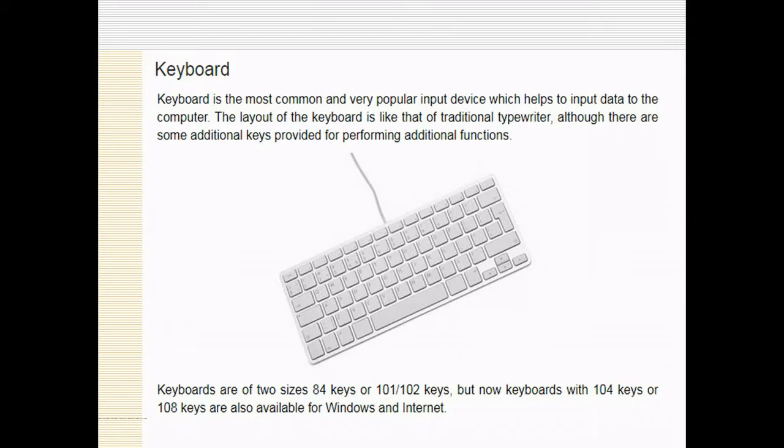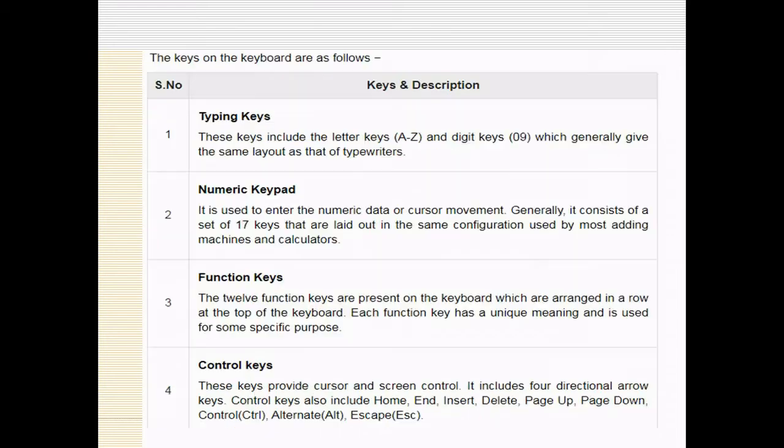The keys on the keyboard are as follows. Typing keys. These keys include the letter keys A to Z and digit keys 0 to 9, which generally give the same layout as that of the typewriters. Numeric keypad. It is used to enter numeric data or cursor movement. Generally, it consists of a set of 17 keys that are laid out in the same configuration used by most adding machines and calculators.